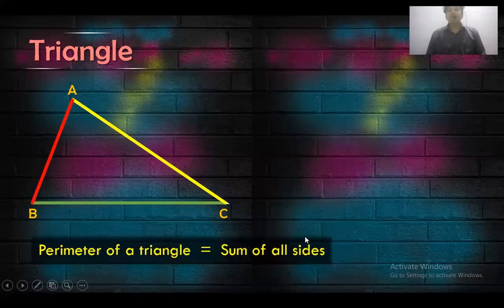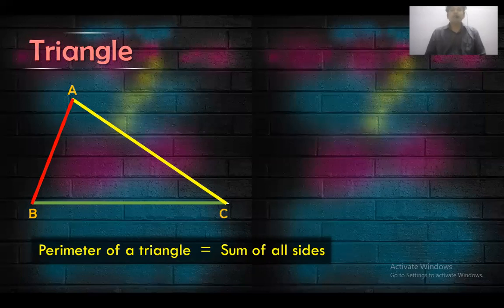And the same formula is applicable for any polygon. Any polygon means, for a square or rectangle, it is the sum of all sides. But for a circle, it is not the sum of all sides because a circle has no sides. So there we call perimeter the circumference. That we are going to learn later on.